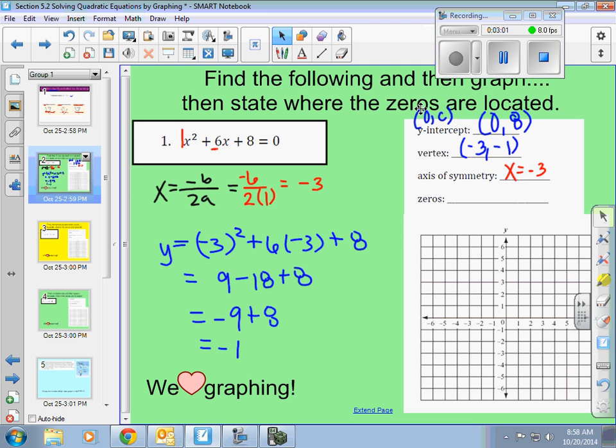So we need to go ahead in order to graph to find our zeros. So my axis of symmetry is x equals negative 3, so remember it's a vertical. And then my y-intercept is 0, 8. So this one won't fit perfectly on here, but here's 0, 8. And then also if I have 0, 8, I'm going to have negative 6, 8, my symmetric point. And then my vertex, negative 3, negative 1. And I go ahead and I graph.